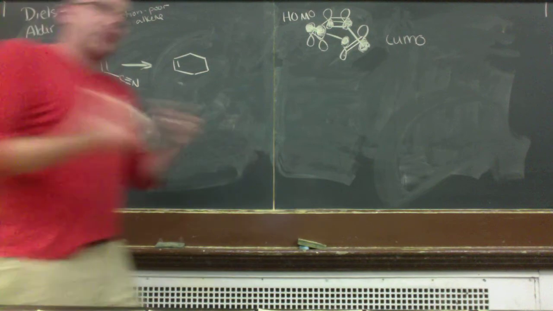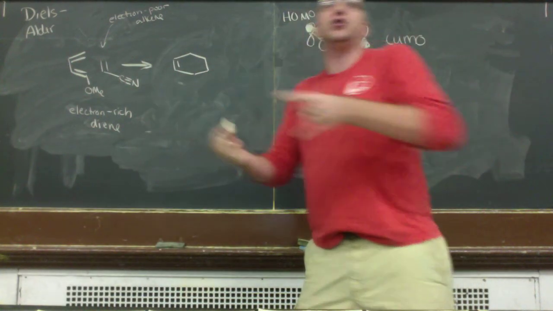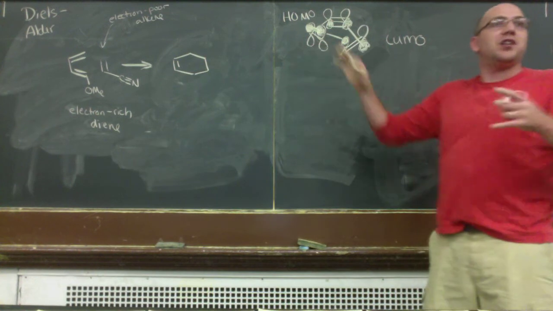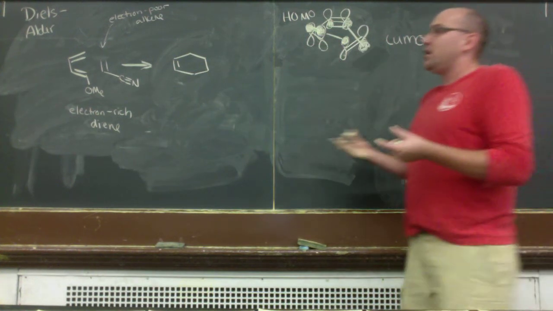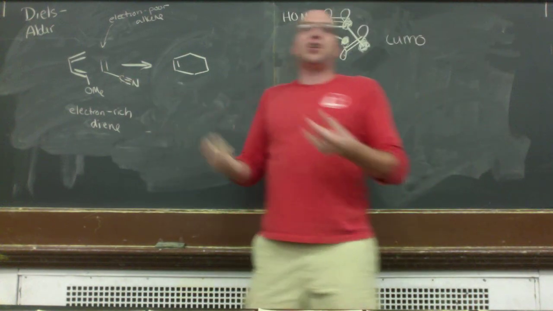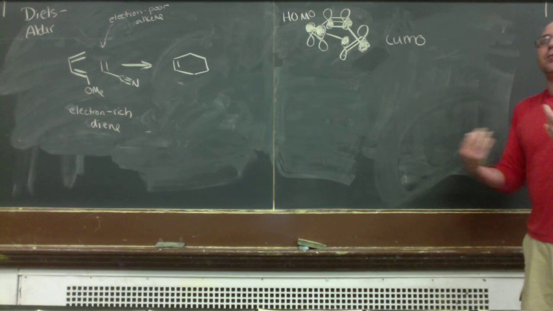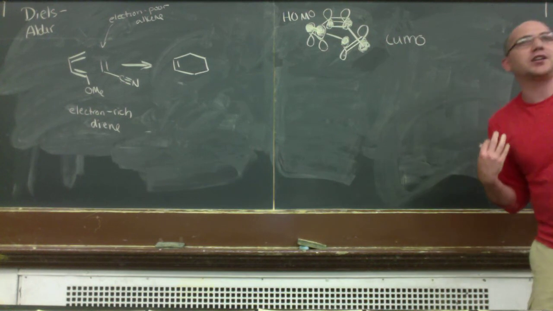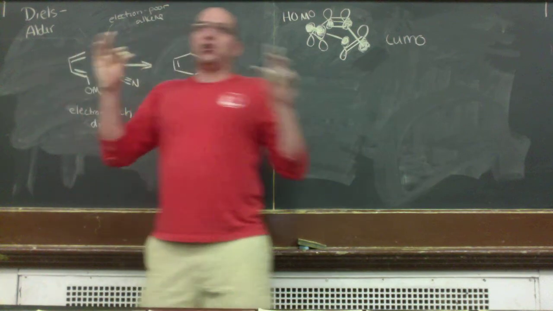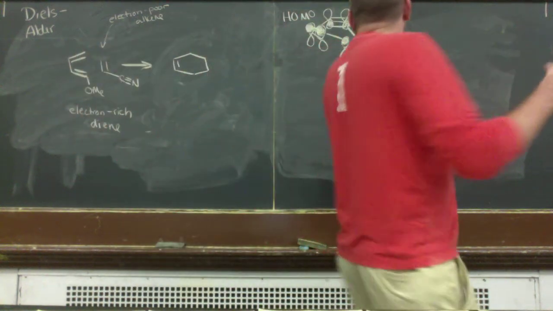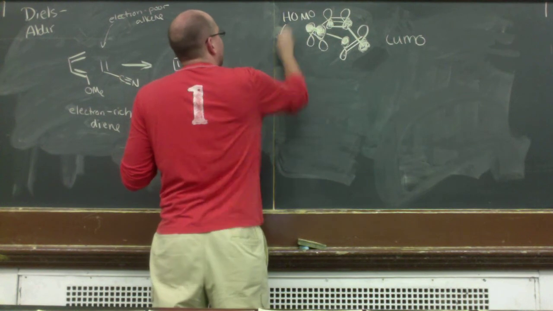If you want to soup up the electronics of one and make it a better nucleophile, you can think about the diene here being the nucleophile and the alkene here being the electrophile. If you add electron withdrawing groups to the electrophile, you're going to make it more electron poor, more likely to want to take on more electrons. Meanwhile, think about your diene as being the nucleophile. This is the nucleophile.